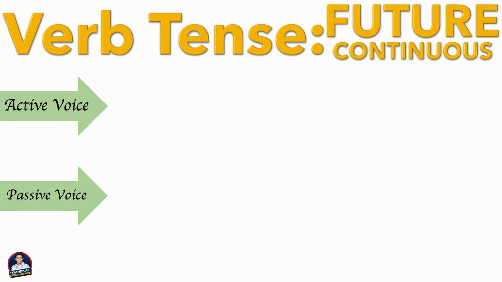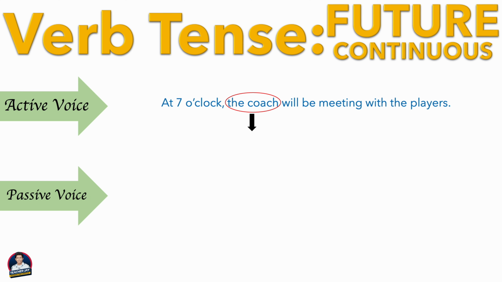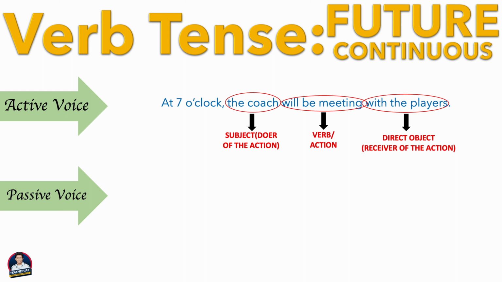Another example of an active voice using the future continuous or progressive tense. At 7 o'clock, the coach will be meeting with the players. In this example, we have the coach as our subject, who performs the action will be meeting, our verb or action here, with the players, which is our direct object, or the one that receives the action.